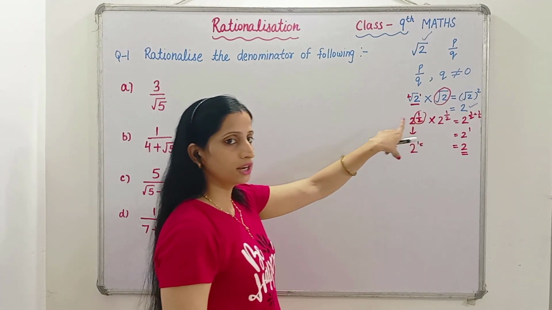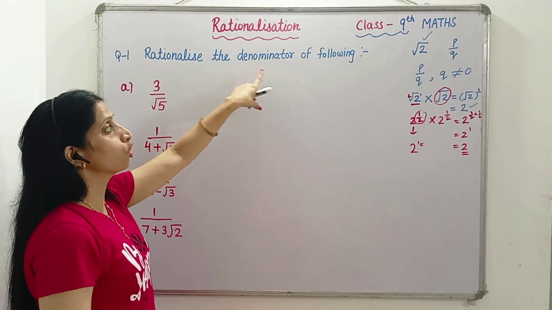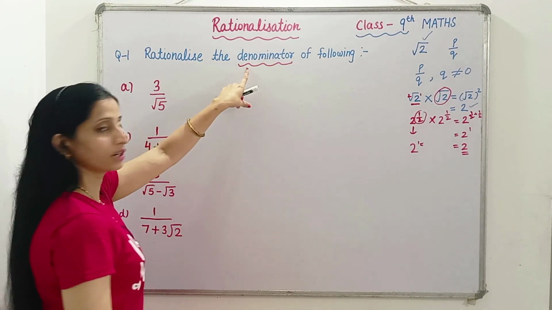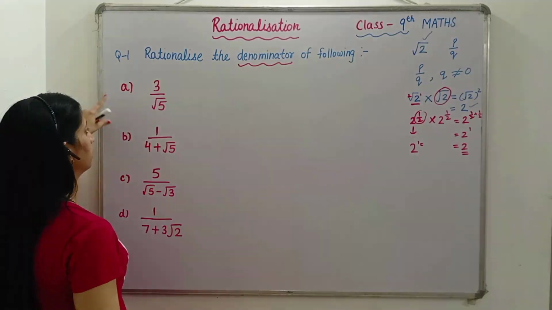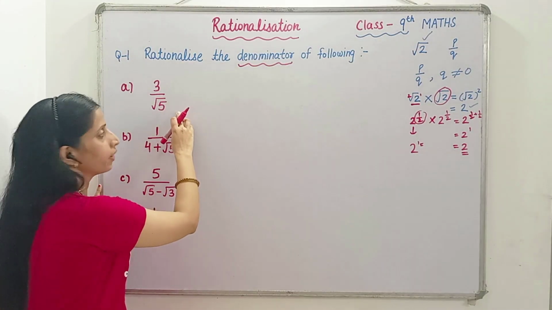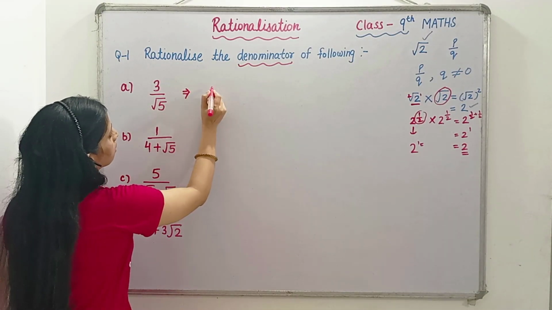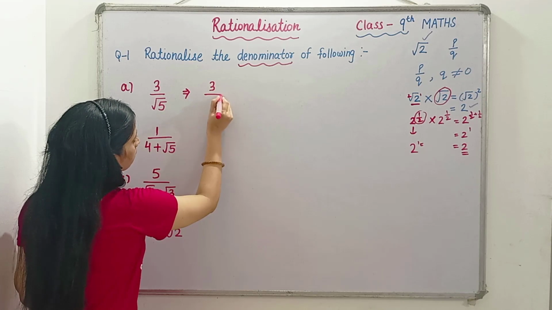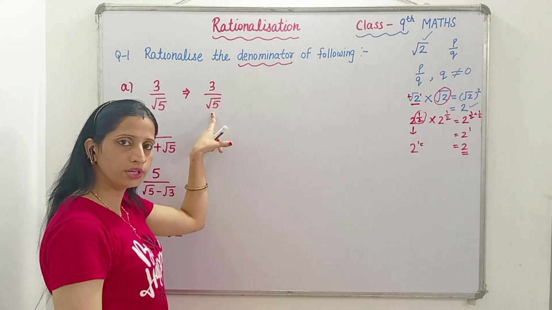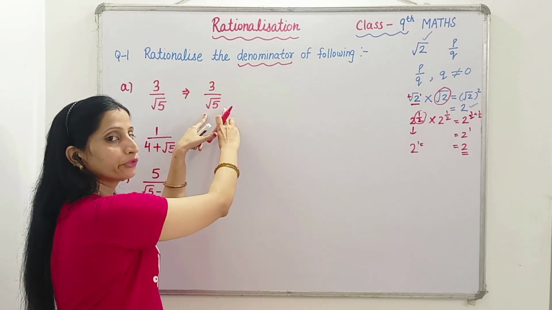Okay, now we will do a few questions of rationalize the denominator of the following. Now we have to rationalize only the denominator here in the given questions. So the first question is 3 upon root 5. So how will we do it? See, 3 upon root 5. To rationalize this denominator, we need to multiply it by root 5.